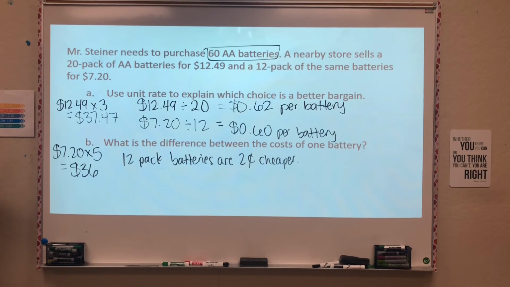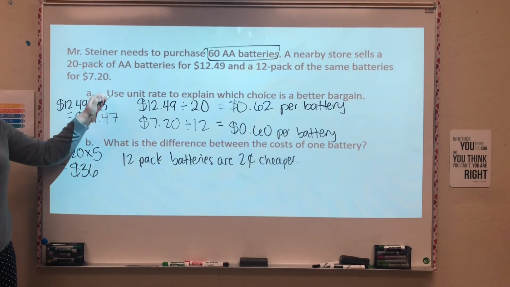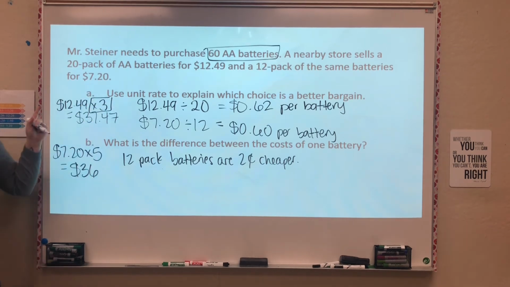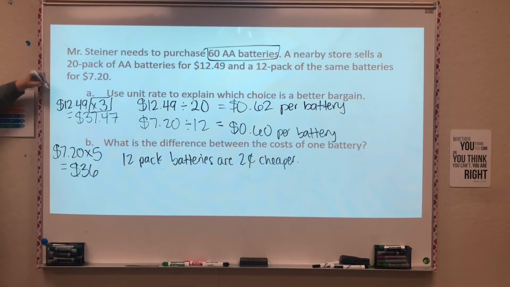What do you have? You have a question? Go for it. How do you multiply by 3 and 5? Tell us one more time. Where did that 3 and 5 come from? The 3 came from, because it would take 3 packs to equal 60.